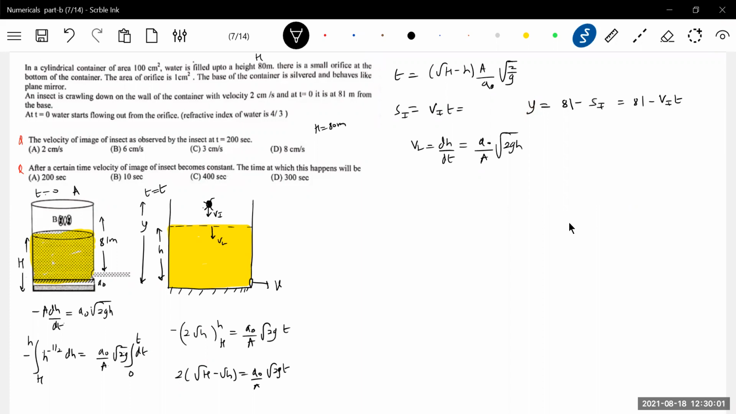Velocity of insect is 2 centimeter per second. The time is what you calculate. That has to be substituted. You'll know the velocity of insect. How much is it? 2 centimeter per second. Okay, we got everything now.